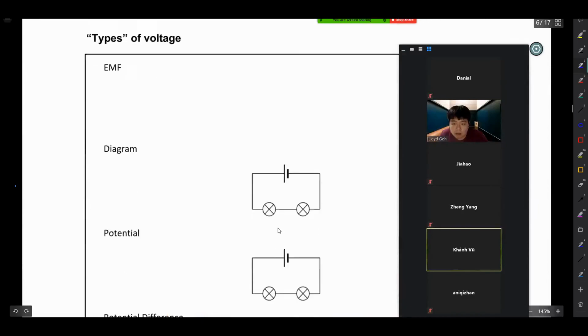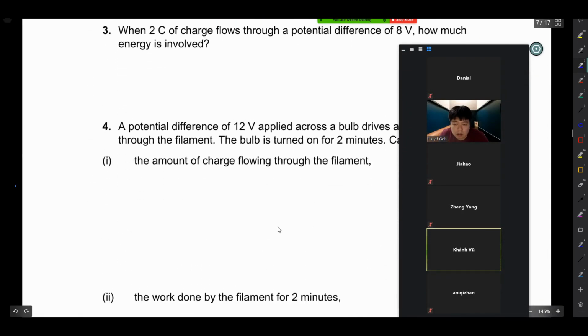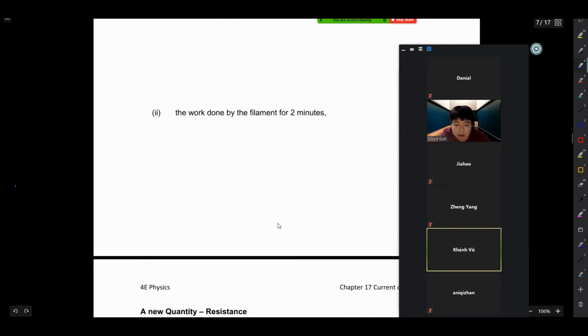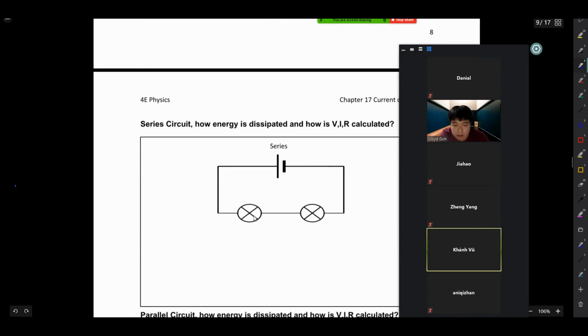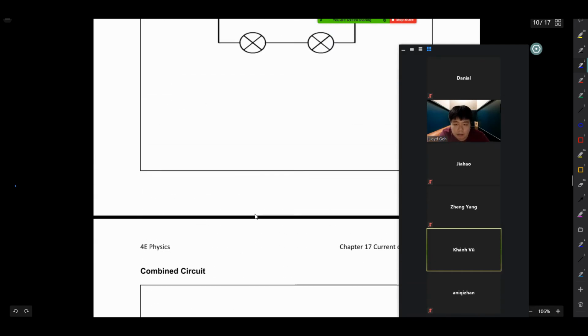So the formula to calculate the thing, do we need to remember? The formula to calculate what? The 1 over R. Yes, that one you will need.